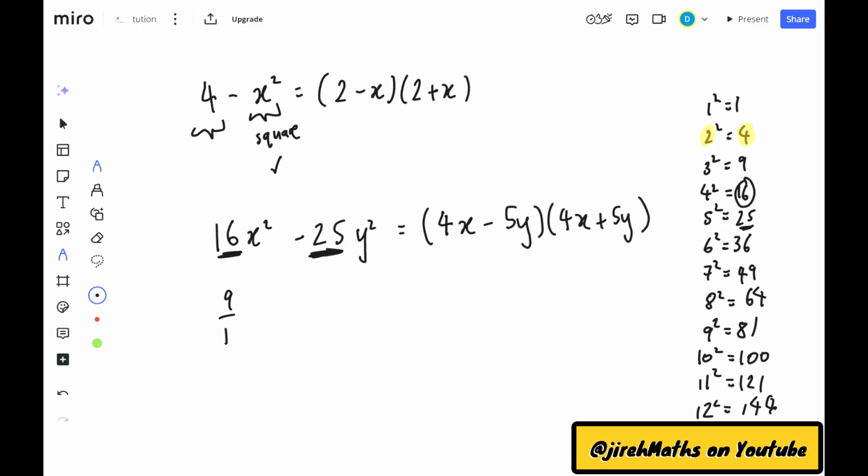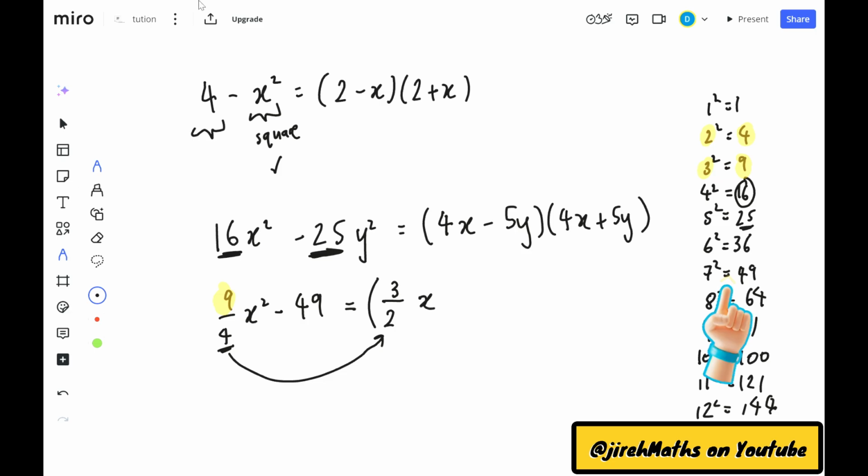What happens if we have 9 over 4 x squared minus 49? Again, same principle. 9 is here, so it's 3 squared, and so we keep the same fraction. Instead of 9, it becomes 3 because 3 squared is 9. Instead of 4, we write 2 because 2 squared is 4. So that 4 becomes 2 there, and we just keep the x. 49 we know is 7 squared, so it's minus 7, and then 3 over 2x plus 7. So this shows you that difference of squares not only applies to natural numbers and variables but also to fractions.